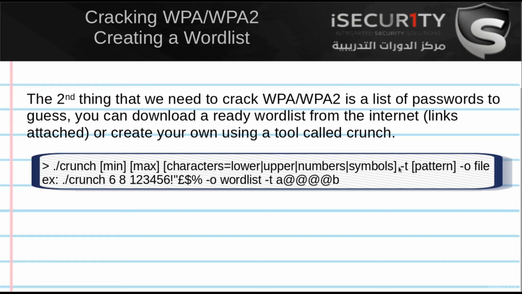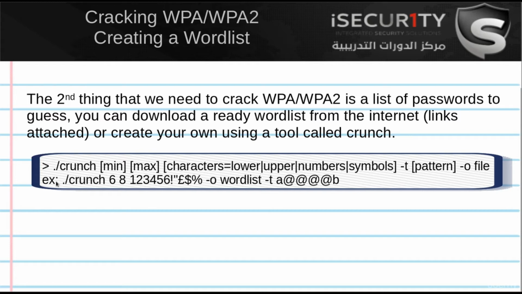And then -t is very useful if you know part of the password. It's a pattern. So for example, if you're trying to guess a password and you've seen someone type in this password, so you know, for example, it starts with an A and ends with a B. You can use the pattern option and tell Crunch to create passwords that always start with A and end with B, and it'll put all possible combinations of the characters that you put in here.